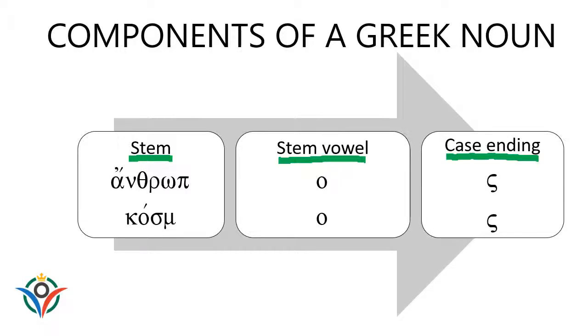So our first example there is anthrop-. The stem vowel is omicron and the case ending is sigma. All the second declension nouns will have the omicron stem vowel, and that is why they are second declension. Our second example is kosm-. The stem vowel is omicron and the case ending is sigma, so we have kosmos. Now that you know how the Greek noun is built, let's have a look at the Greek article together.